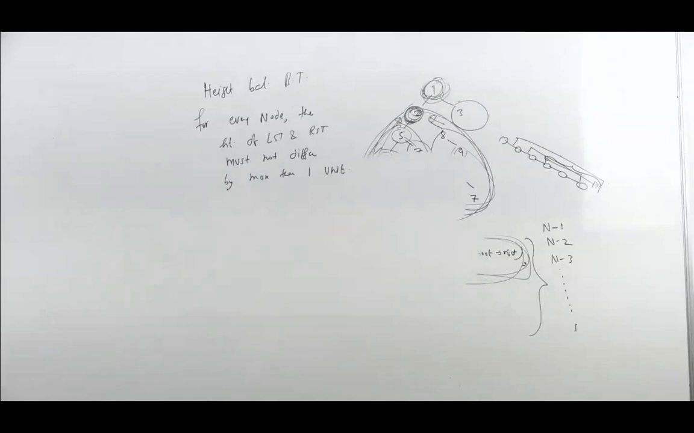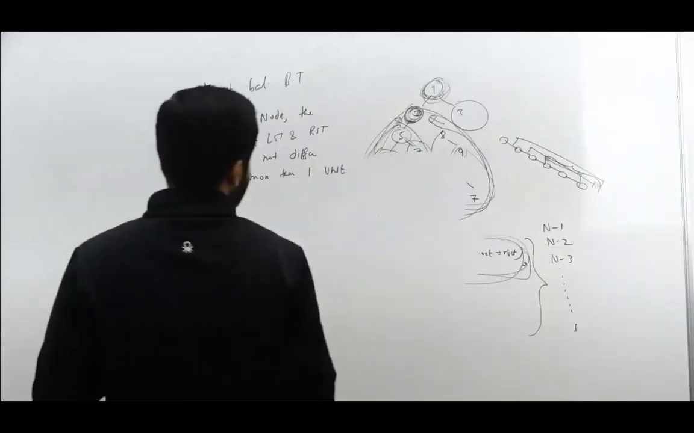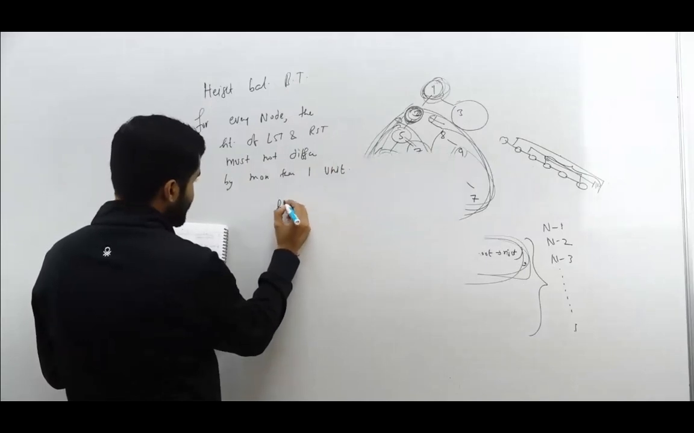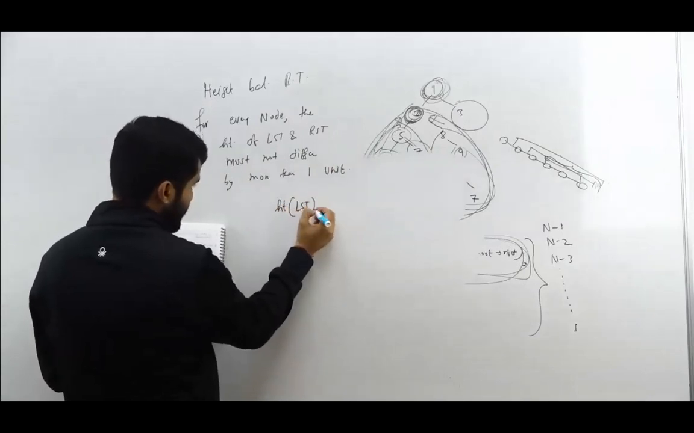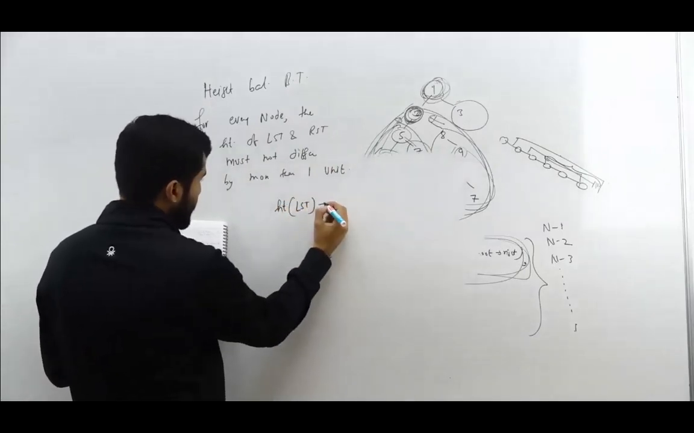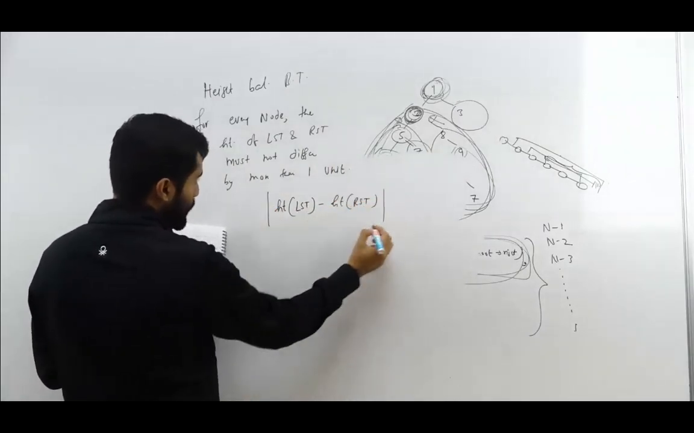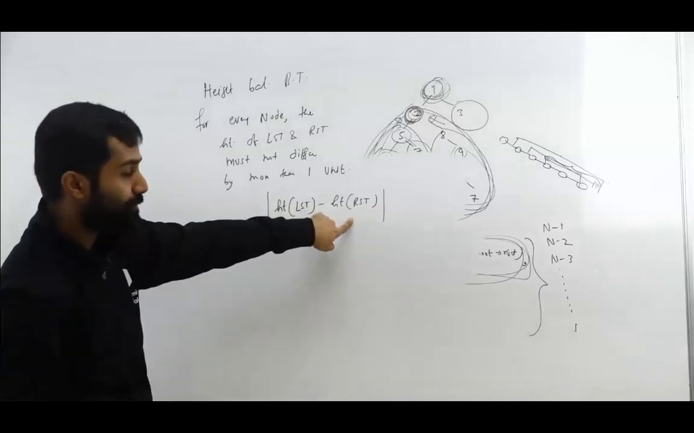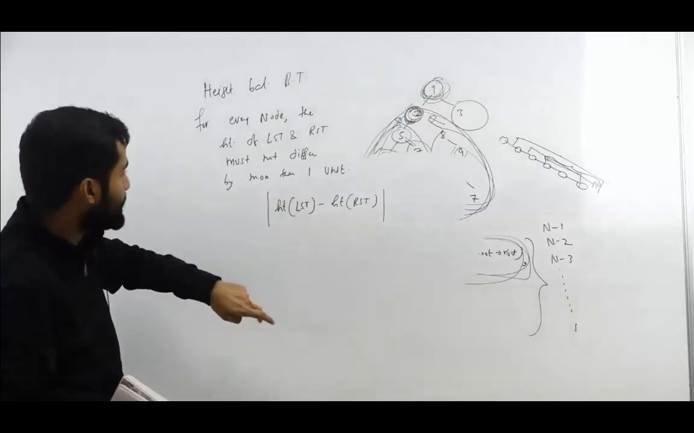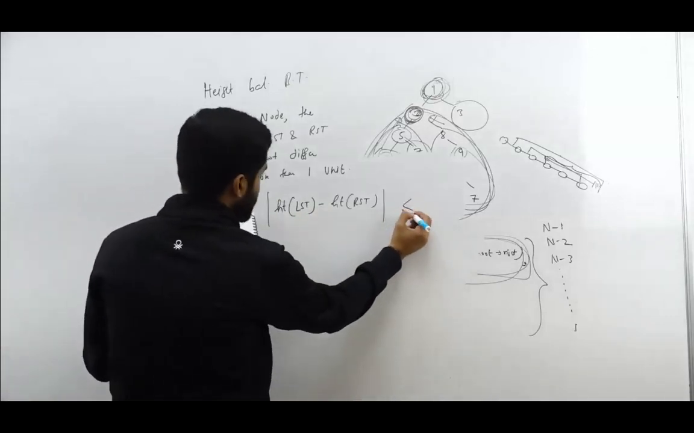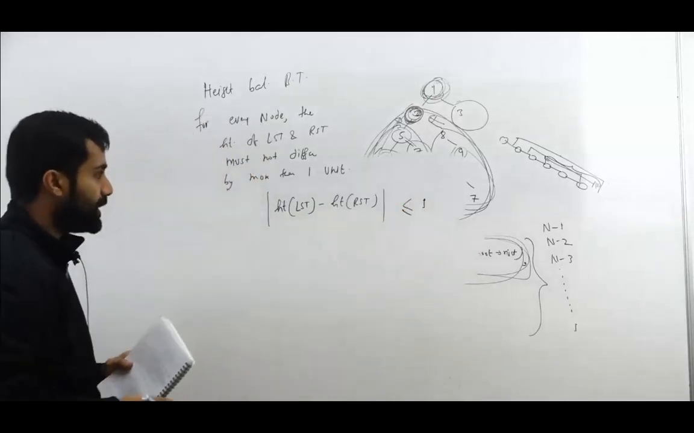I can formally write it in this manner. For every node, the height of the left subtree, which is an integer, minus the height of the right subtree, and I have to take its absolute value because I don't know which one is larger and which one is smaller. All that I need to ensure is that their absolute difference is smaller than or equal to 1. That's what we want.